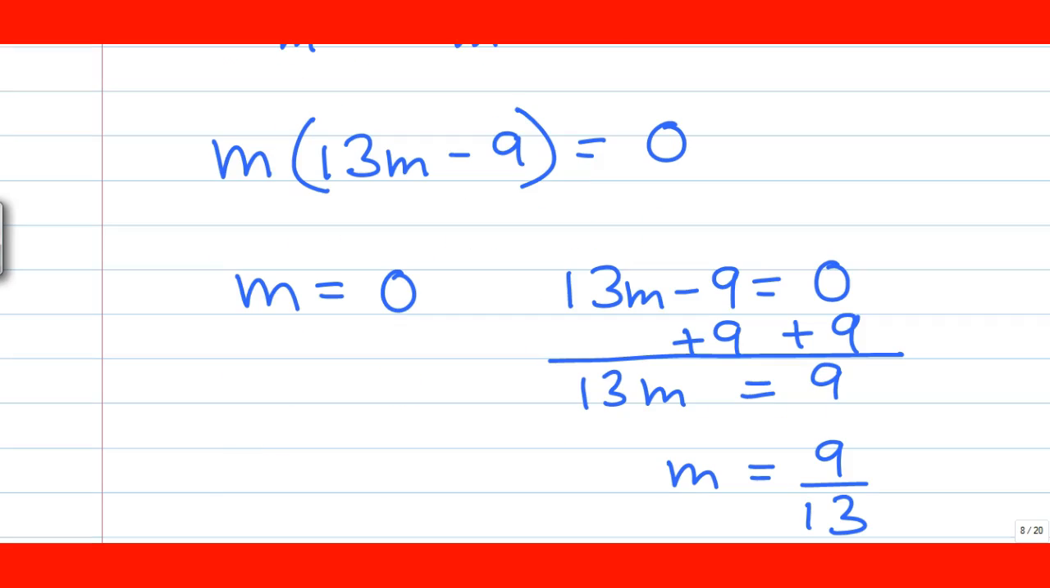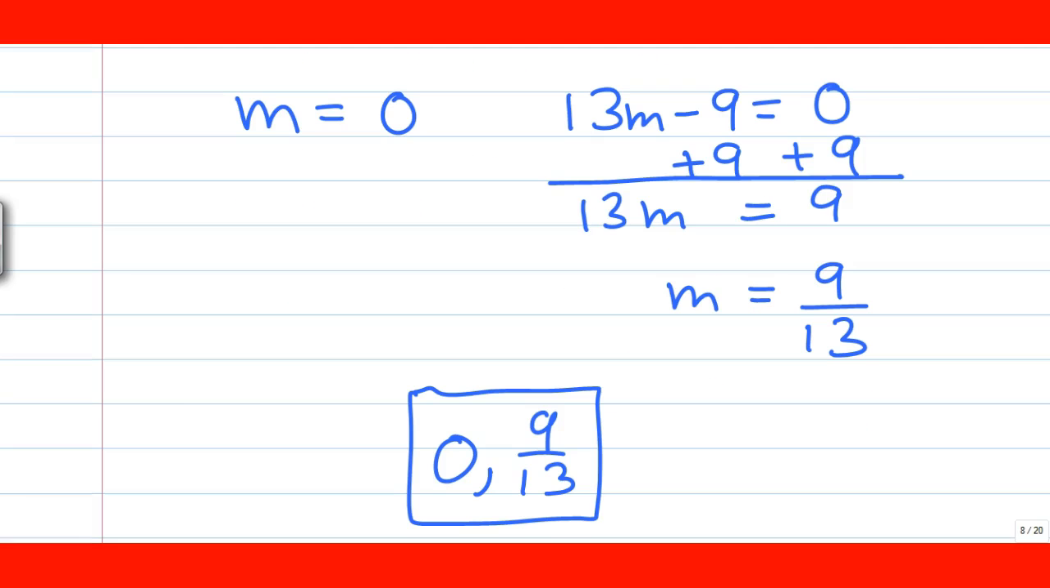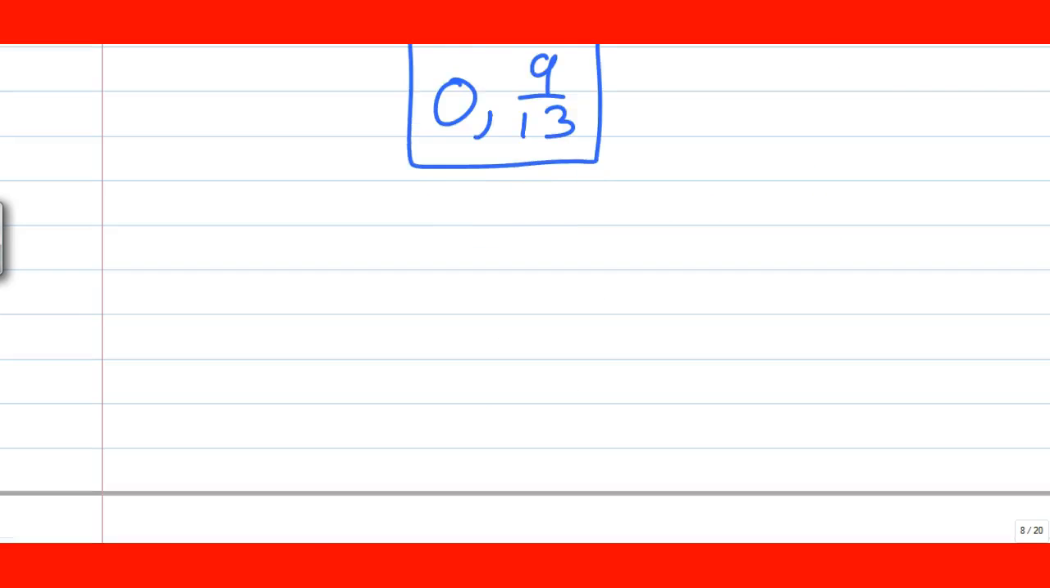Now I can set each of these equal to 0 and solve. M equal to 0 is just 0. 13m minus 9 equal to 0. Let's solve. Add the 9 to both sides. This results in 13m equals 9. Now divide the 13 out on both sides, and we're left with m equal to 9 over 13. So our two answers are 0 and 9 over 13.